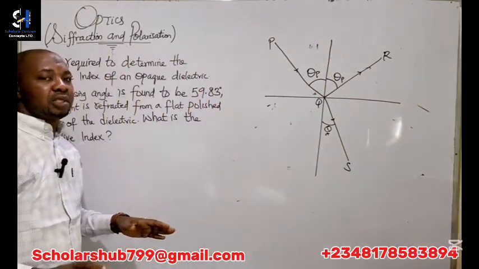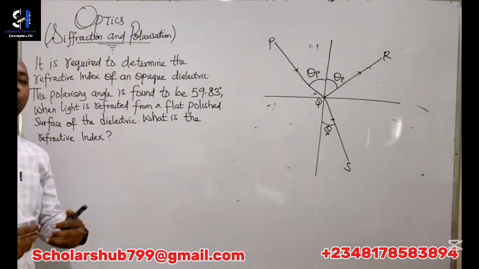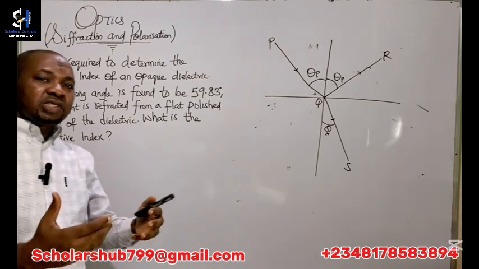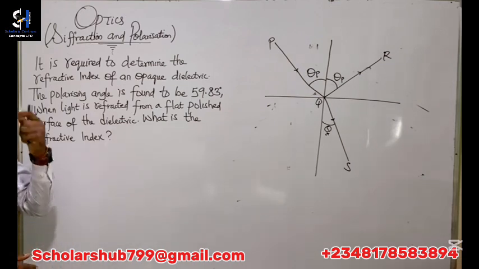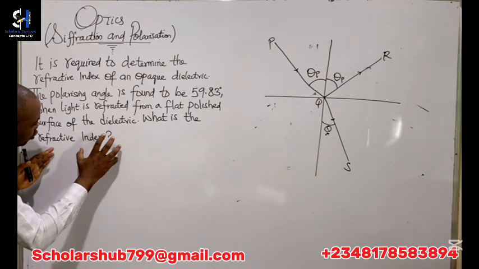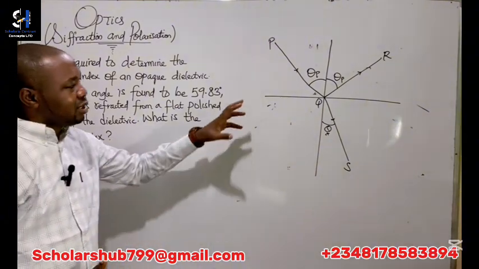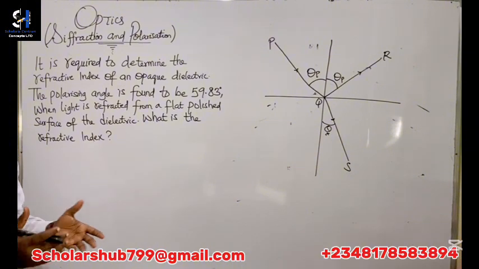completely plane polarized. Like I said, plane polarization is what we talk about when we have the electric field vector in a constant orientation. That is when we talk about plane polarized light. To be able to solve this question, it's just for us to understand the concept. Very important. So now there's what we call Brewster's law.